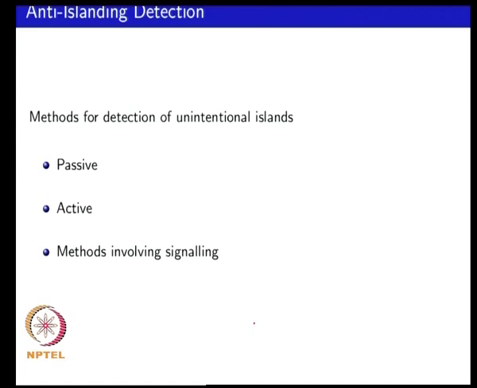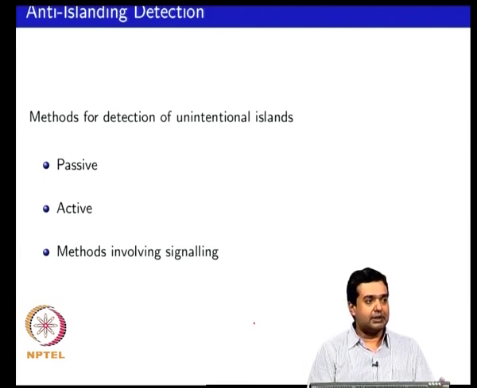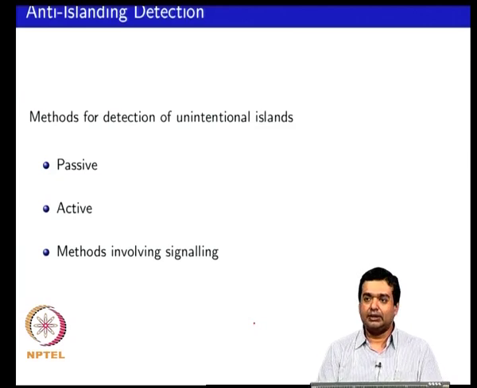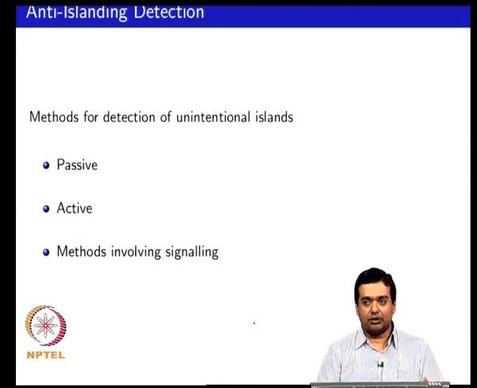If you want to detect a situation of an unintentional island, people have employed methods. People call it anti-islanding algorithm. Essentially, it detects a situation that there has been an unintentional island, and the types of anti-islanding detection methods can be thought of as being passive, or it can be active, or it can involve signaling or communication.